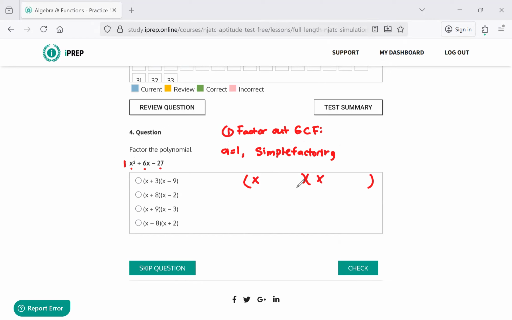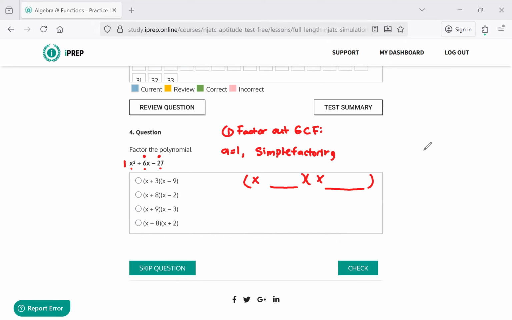And then I'm going to put a blank space here. This is always the tricky part. You have to come up in your head with two numbers that multiply to negative 27 and when added give you positive 6. What two numbers multiply to negative 27 and add to positive 6? You might have to do some more trial and error.